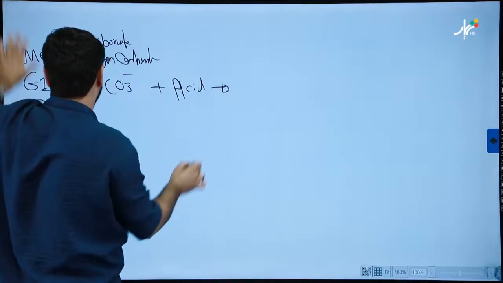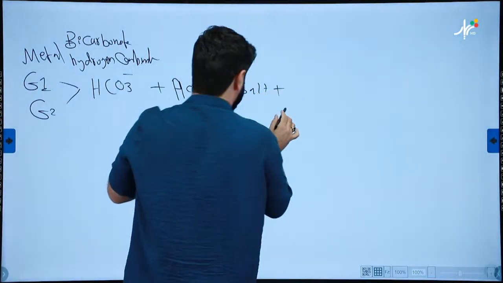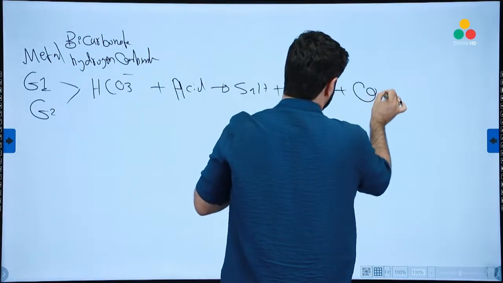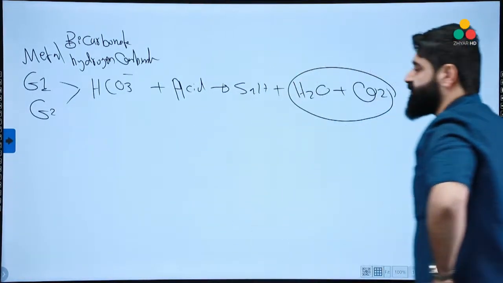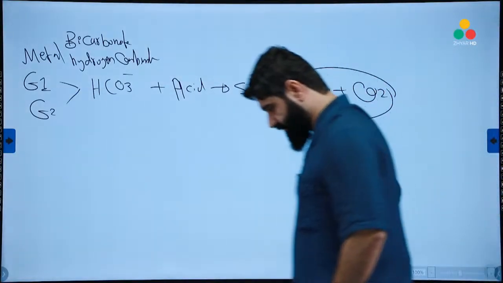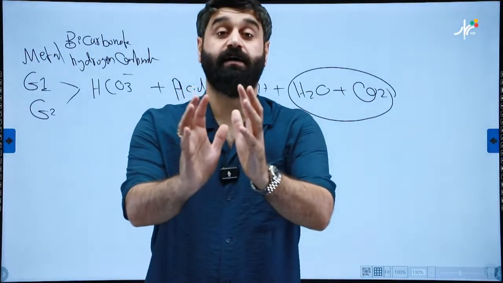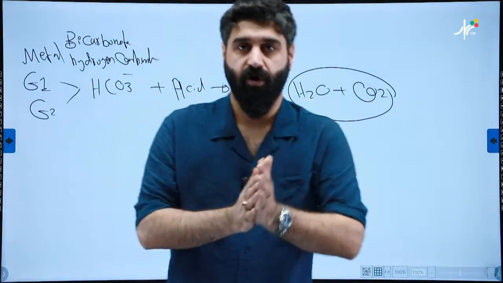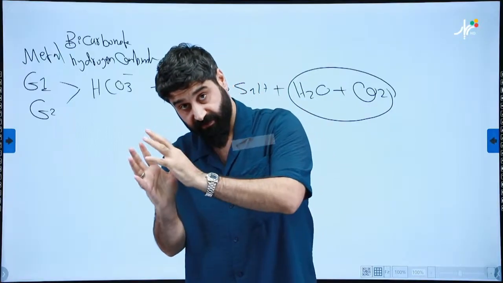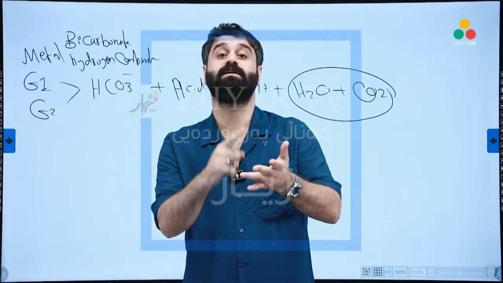The products will be salt plus H2O plus what? CO2. So these are constant always. This is the only reaction in this chapter that results in the formation of CO2. The reaction between hydrogen carbonates, or the bicarbonate ion, and an acid: the products will be salt, water, CO2.